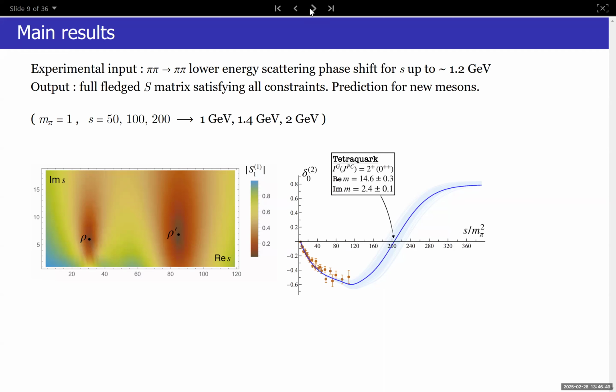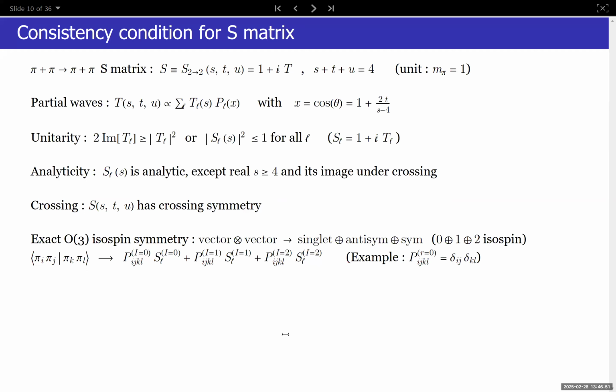Okay, so now let me tell you the actual computations, the detail of the computation. First, let me go through all the consistency conditions. Firstly, the S matrix depends on s, t, u. We write it as 1 plus iT. And we have to impose s plus t plus u equals 4.